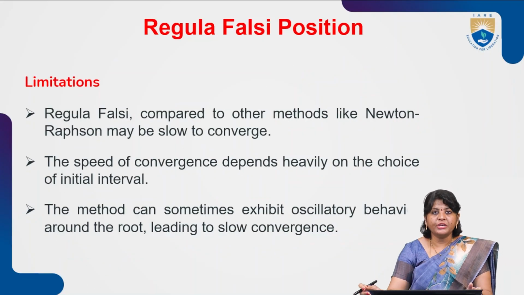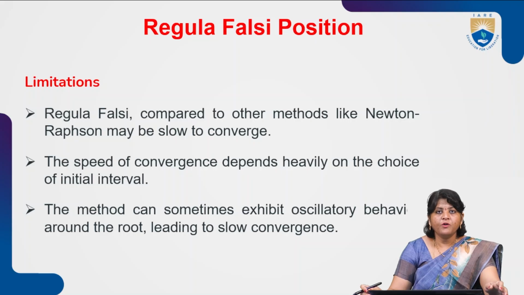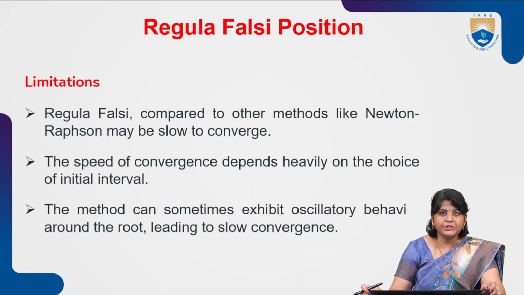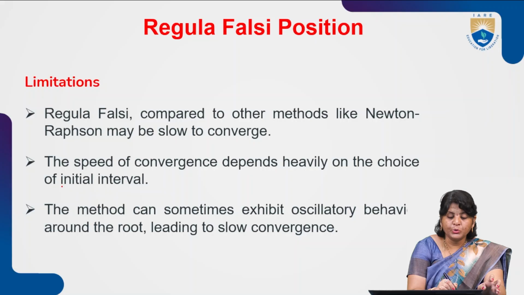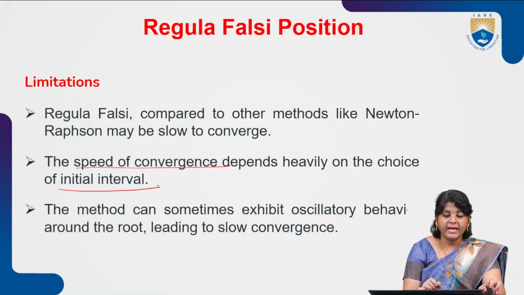And what are the limitations of the Regula Falsi method? Compared to other methods like Newton-Raphson, it may be slow to converge. Though it is better when compared with the bisection method, when compared with Newton-Raphson, it is slow. The speed of convergence depends heavily on the choice of initial interval. So the initial guesses, whichever are considered, should be approximate, and to increase the speed of convergence, we need to select a good initial interval.